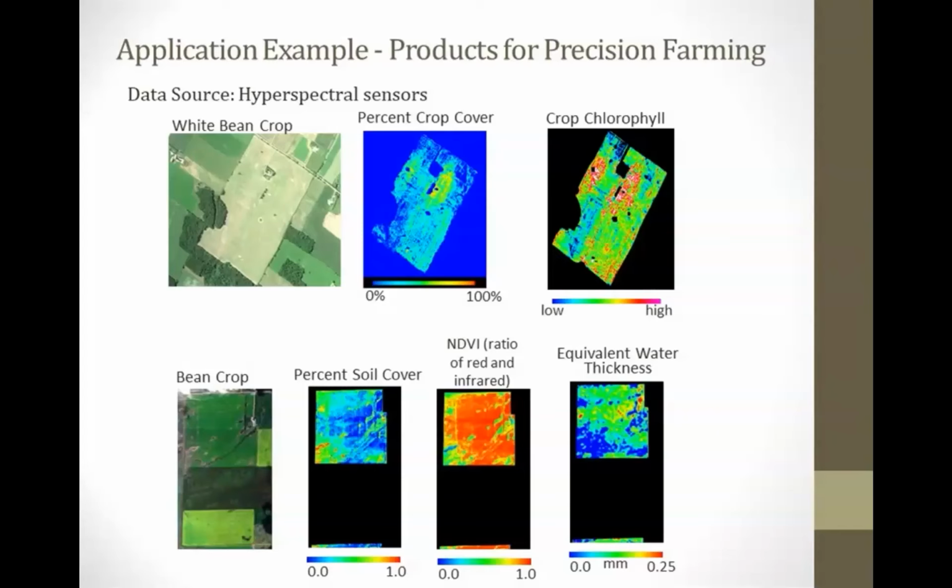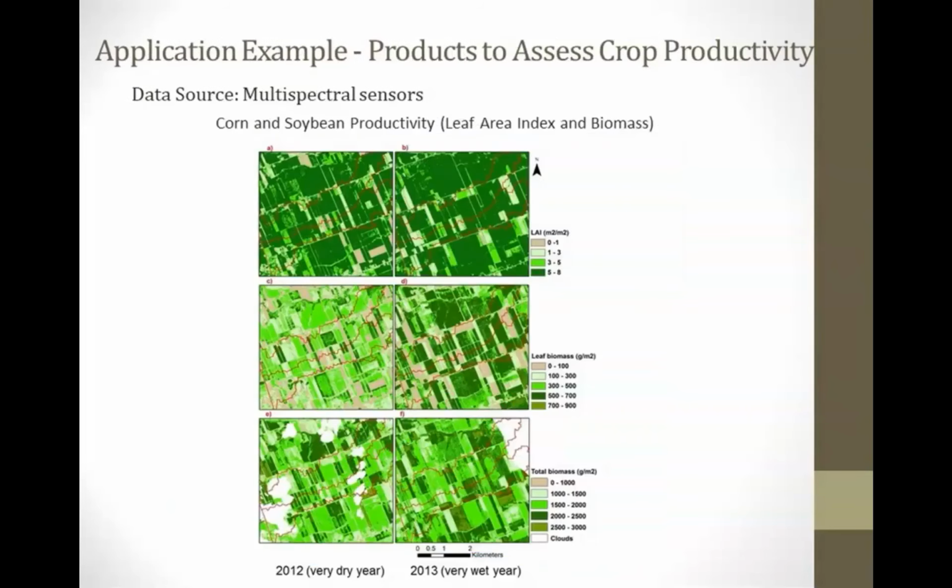So these blue areas have much lower amounts of vegetation or crop than sort of the red and green. Here's an example of that vegetation index, the NDVI. And in this case, areas of red show much higher biomass than the areas of green and yellow. And finally, an example where we can use those absorption features for water, and we can provide an estimate of how much water is in that soybean canopy. So that's an example of some of the hyperspectral outputs.